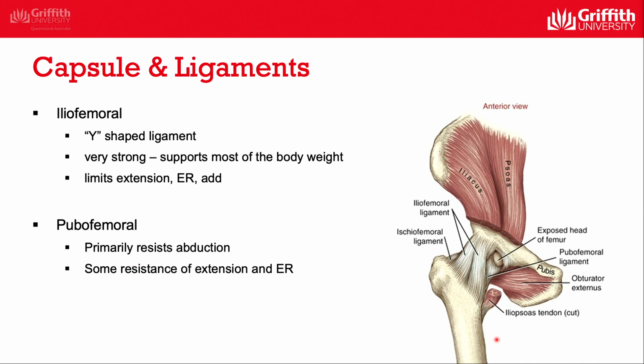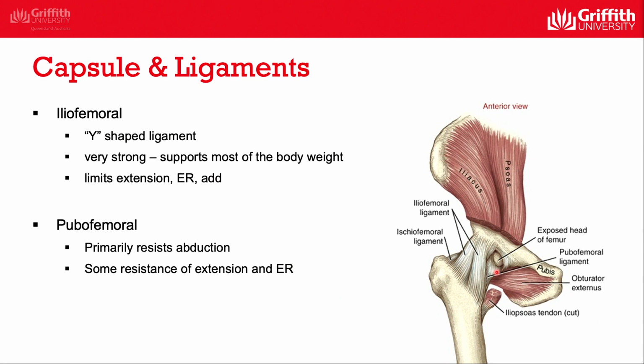If we look at these ligaments more specifically, the iliofemoral ligament, you can see from the anterior view, it is this Y-shaped ligament. It is a very strong ligament. Its main role is to limit extension, external rotation, and adduction. One of the functions of this iliofemoral ligament is that it helps to support our body weight. So it's really important for us during quiet standing that this ligament, when it's taut, helps to keep our hips locked in extension and therefore reducing the amount of energy expenditure from our muscles to maintain our upright stance.